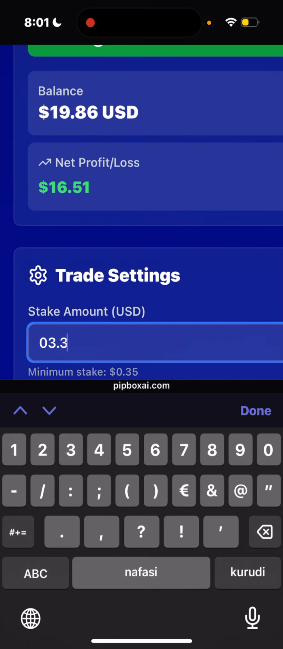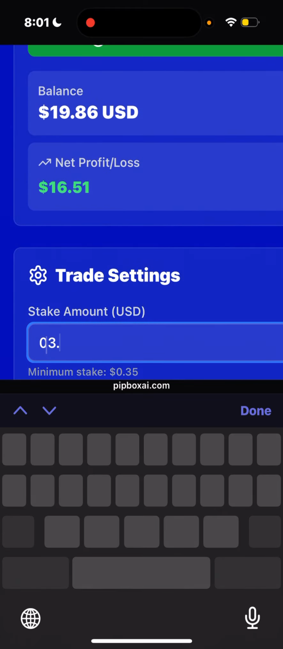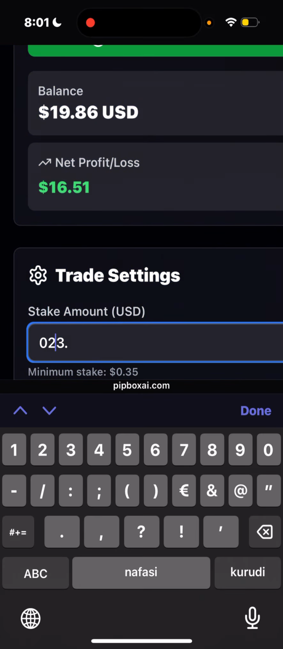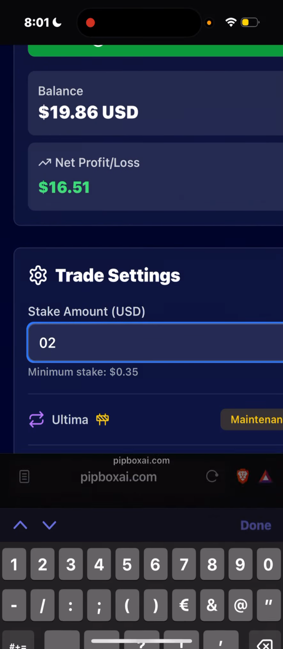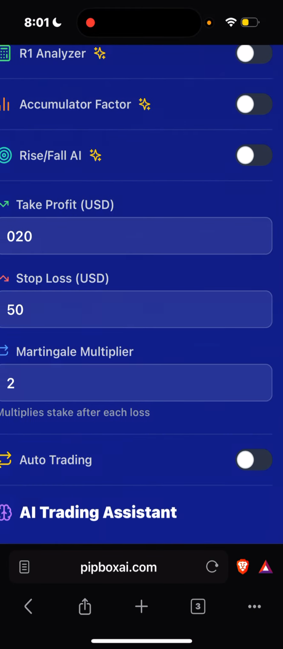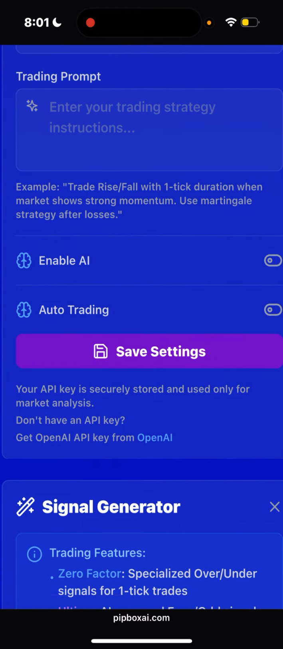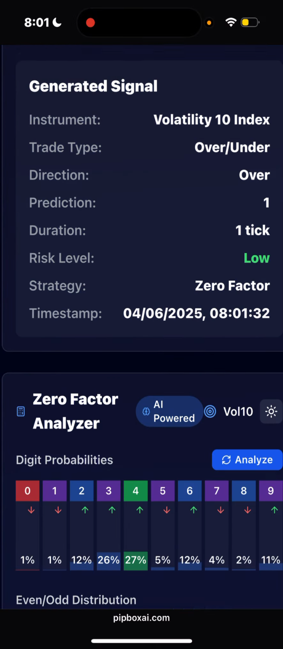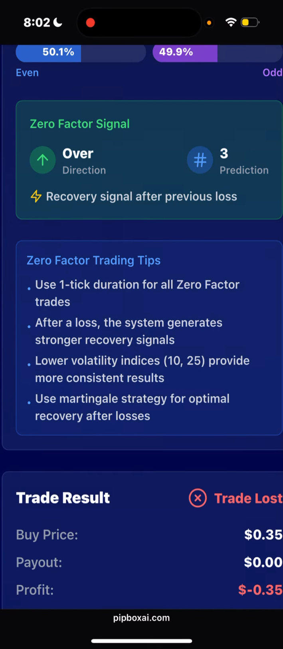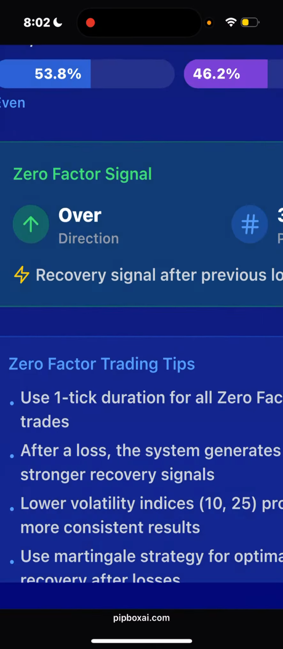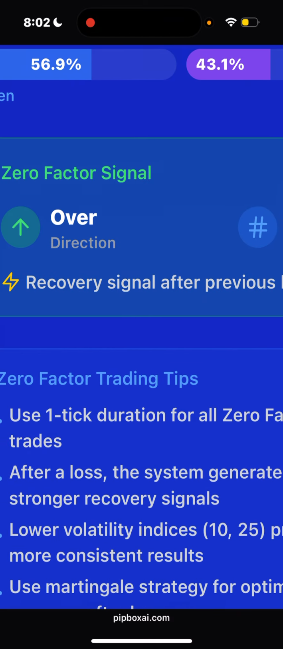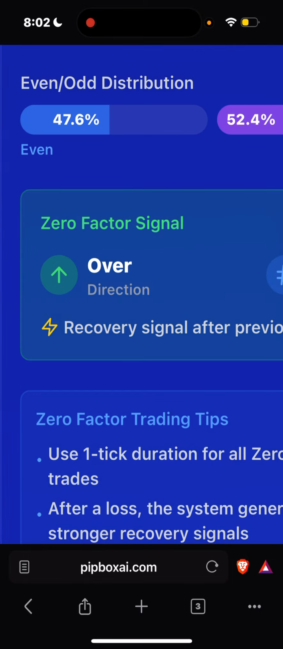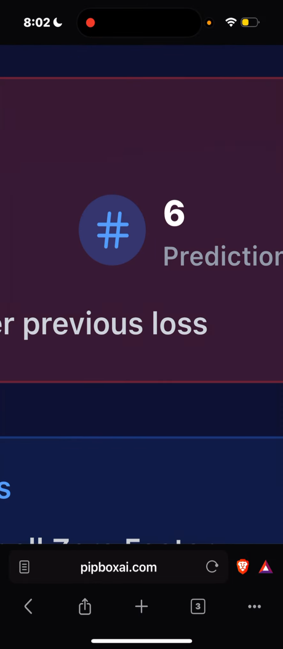I would recommend that you guys stick to a lower stake and grow your account very slowly. Don't be like me using very huge stakes. You guys saw in the last video what happened. Accumulator factor almost messed me up. I'll just urge you guys, you have a recovery signal for our previous loss. You guys can see it says zero factor recovery signal after previous loss.